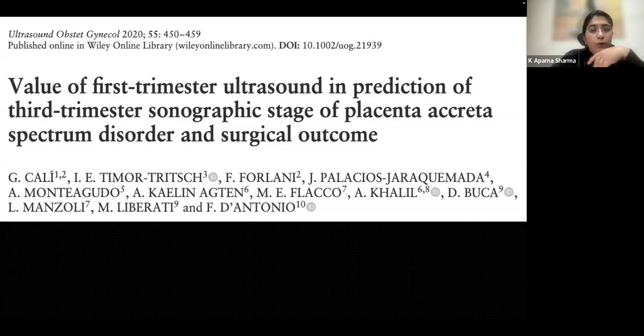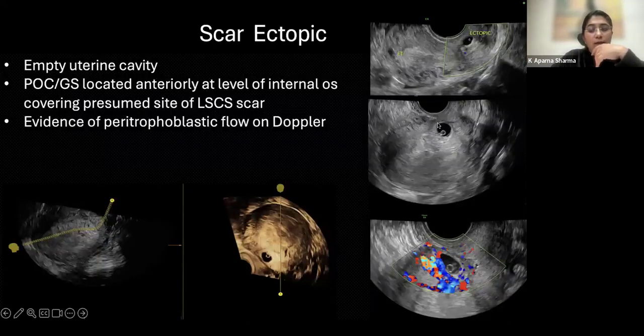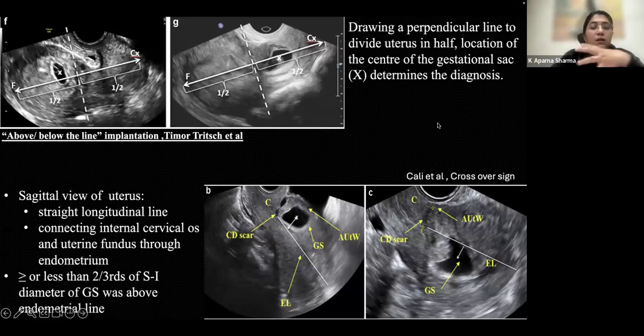Right. So in this particular case, we see that this is a low-lying position of the sac. Just to put across two markers that we talk about, it is the above the line and below the line. Here we draw a vertical line in the middle of the uterine cavity through the sagittal plane. If our sac is above the line, then it is the safer implantation. But if it is below the line, it is more likely to progress to scar ectopics and placenta accreta. And then we, of course, have the cos sign, in which a straight longitudinal line is drawn connecting the internal os to the fundus of the uterus.